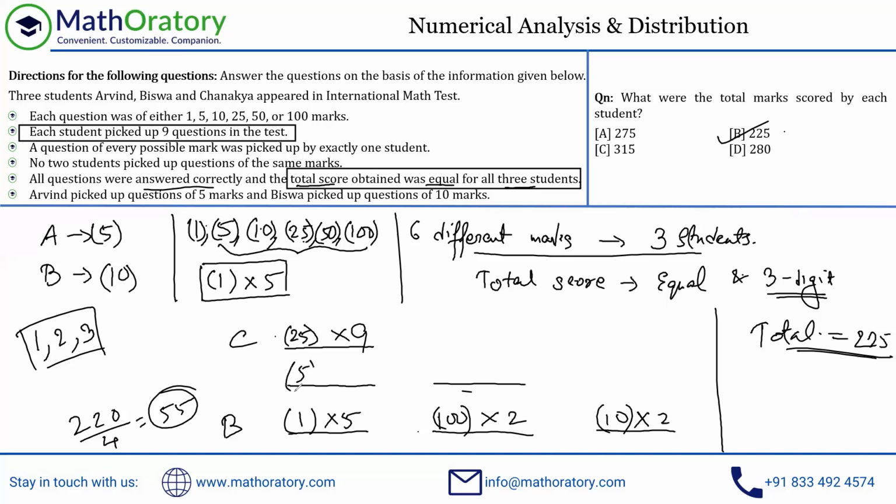So this is 5, and what else we have? 1, 5, 10, 25, 50 is left. Yeah, so 50 goes here, and you need to make this 225 as well. So 50 into 4 and 5 into 5, that is 225, right? So this is A. So that's the entire set.